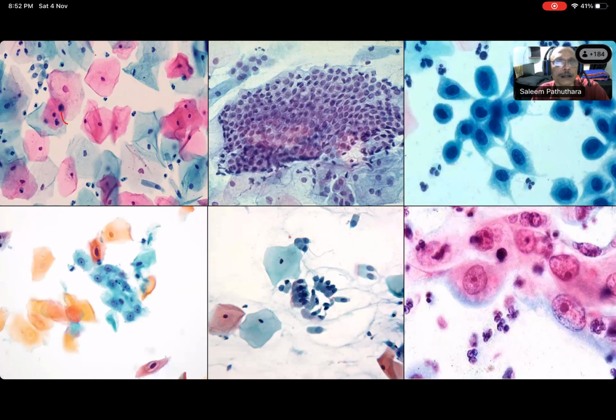You can see the pinkish cytoplasm of mature squamous epithelial cells, superficial cells. It's a Pap smear, and we can see the pale cyanophilia in intermediate cells. You can see the nucleus. The nucleus is transparent, and you can also appreciate the granular cells, endocervical granular cells, and here you can appreciate a large cluster of endocervical granular cells.